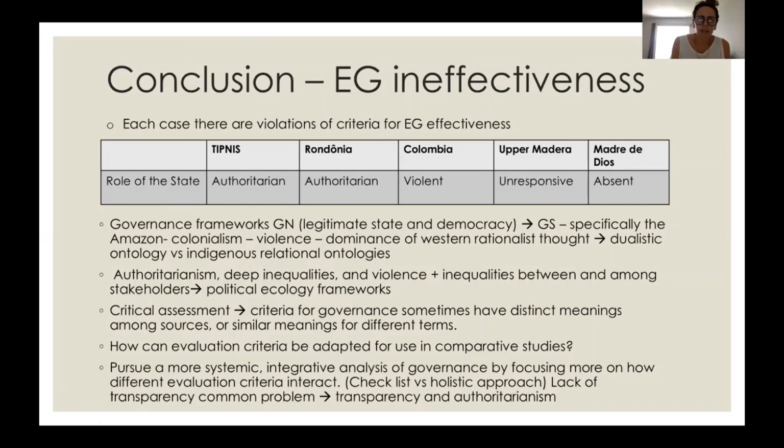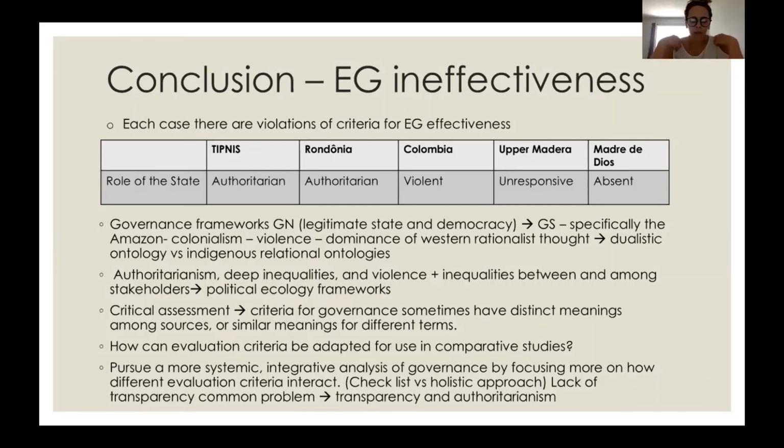So as you can see, in each of the cases, there are violations of criteria of environmental governance effectiveness. The one thing that called our attention was the different role of the state, the particular role of the state that we could see in the 5 different cases. As you can see there, in the Tipnis case and Rondonia, the state presented itself as authoritarian, and then we have a violent state in Colombia. In Upper Madera it was more unresponsive, and similar to Peru, where the state was more absent.